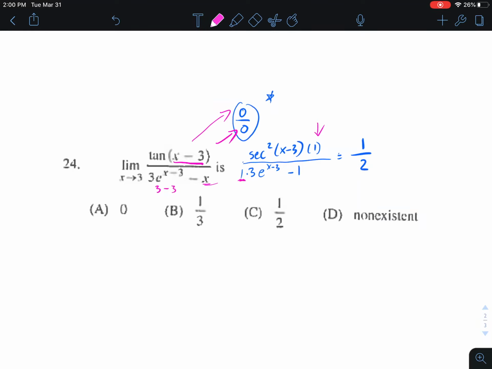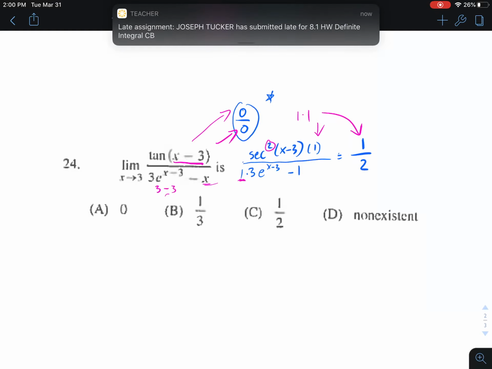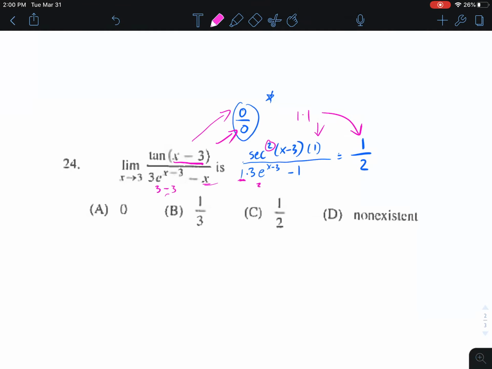Now I try plugging in 3. Secant squared of 0. Well, secant is inverse cosine. I know the cosine at 0 is 1, so the inverse of that is also 1. And if I square it, I'm still going to get 1. So I get 1 times 1. Numerator is 1. Denominator, plug in 3. Let's see, 3 minus 3 is 0. E to 0 is 1. 3 times 1 is 3. And then minus 1 is just 2. There you go. We actually got an answer. The answer is C, 1/2.